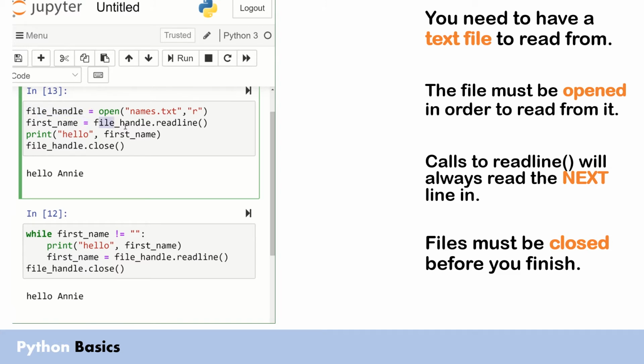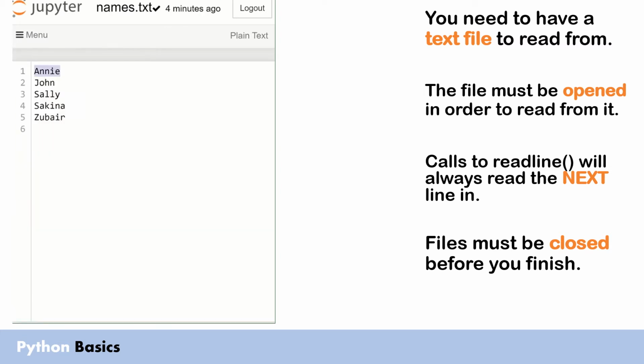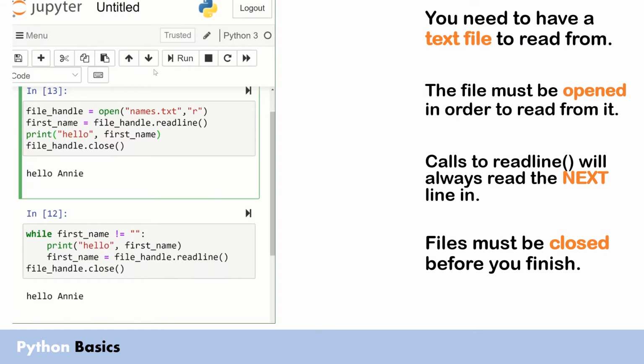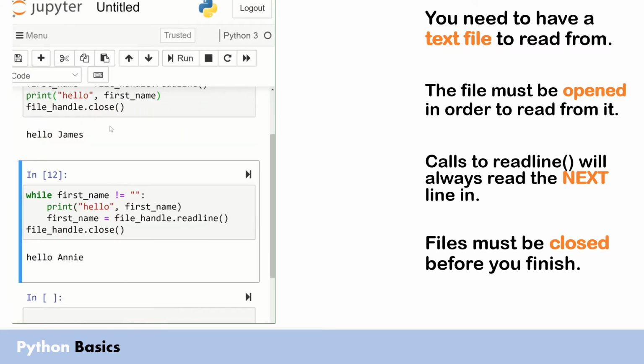So once I've got the file handle, I can then read from it. So the first code we're going to look at is something called readline. And what that will do is read one line in only. And it always reads in the first line when you first call it. Okay, so in this case, it's reading in the name Annie. If I change the name Annie to something else, so let's go James, for example, and I save that file, then I go back to here and run it again, you can see it says hello James.